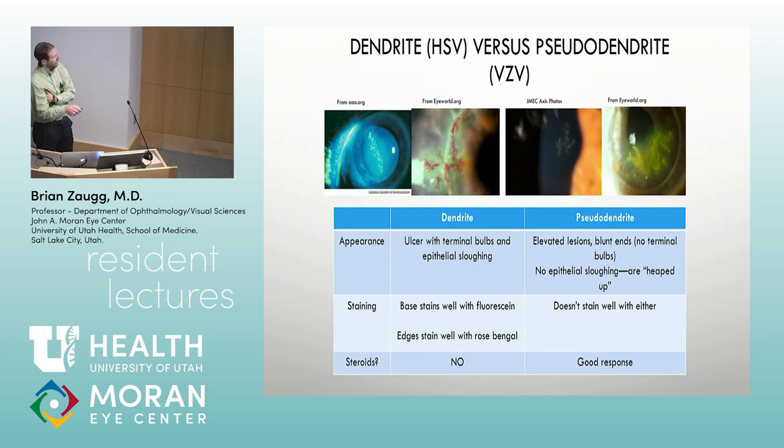Whereas a pseudodendrite just has blunt ends, so it just kind of looks fuzzy on the edges. And you tend to get a little bit more of the geographic ulcerations on this too, so it may not be a perfect pseudodendrite. And then not really great stain on them. And then steroids here, you're not going to treat it. Here you are going to treat it with steroids. I'm usually pretty chicken about this, so I don't start the steroid initially on first presentation. So I might wait a week to get it going.